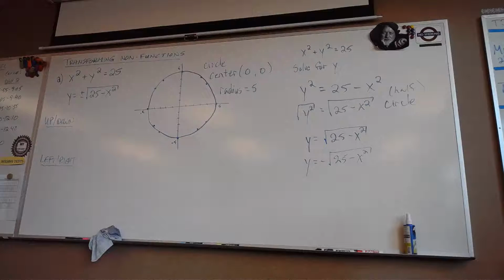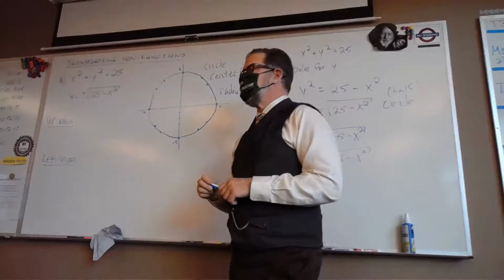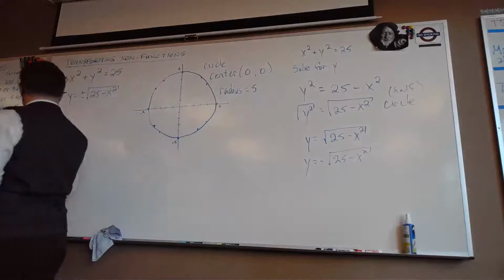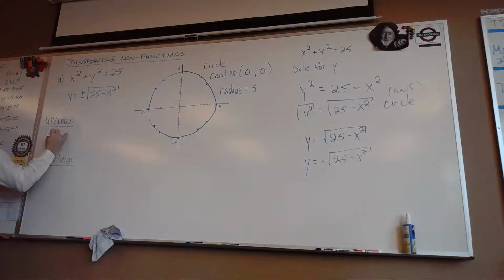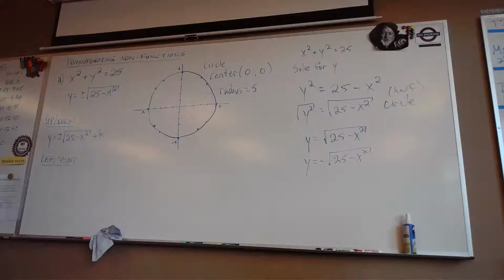Willem, any ideas on making it go up or down? Up or down, yeah. The square root of 25 minus x squared, outside of that plus k, right? And do we agree with that? Does it make sense that if I just take my whole table of values and add some number to them, that all of them will move up by that amount or down by that amount, just like on every other function that we've done?